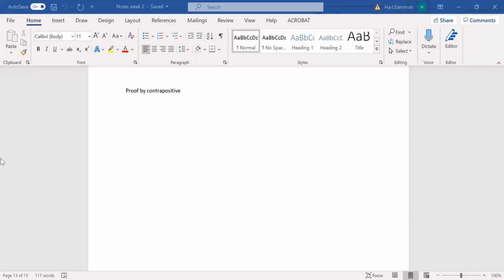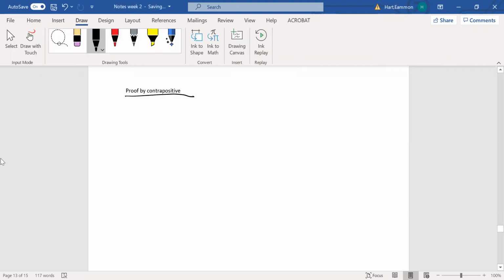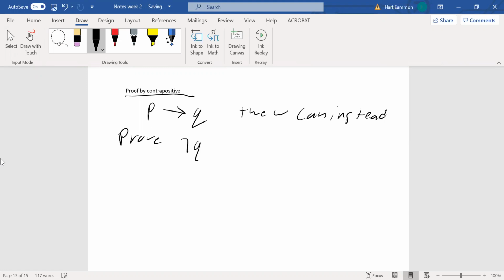Okay, so another technique that we have, which it's kind of strange to refer to as its own proof technique, but for our purposes, we'll call it a proof technique, is if we want to prove P implies Q, then we can instead prove not Q implies not P. And that comes down to how this is defined.